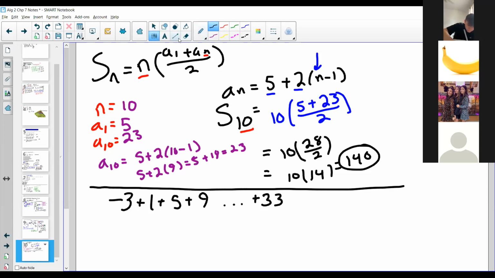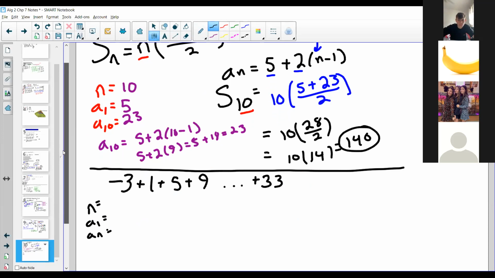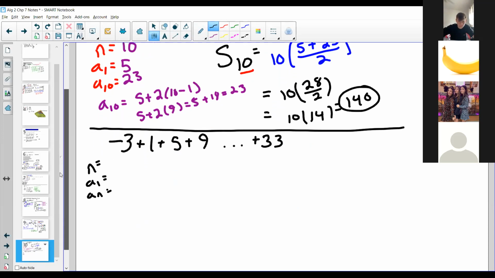Just remember, the only factors you need are n, a1, and an. Find the sum of this. So I'm not telling you what S of that is. Actually, you know what? Let me just show you this, because if this is going to be on your homework, I want to make sure you do it correctly.